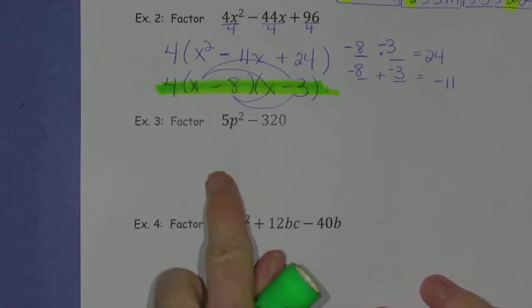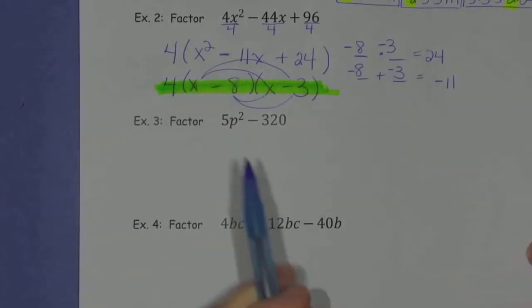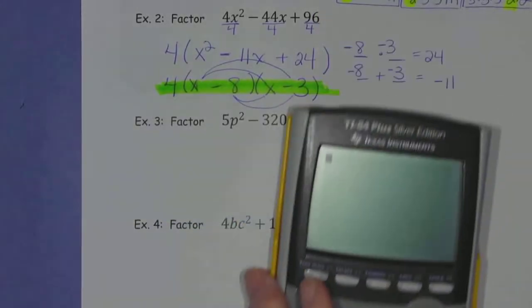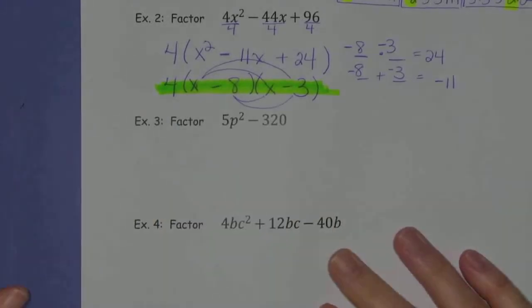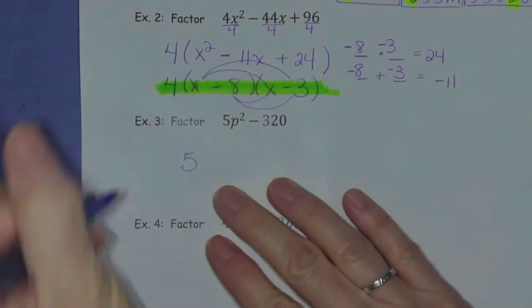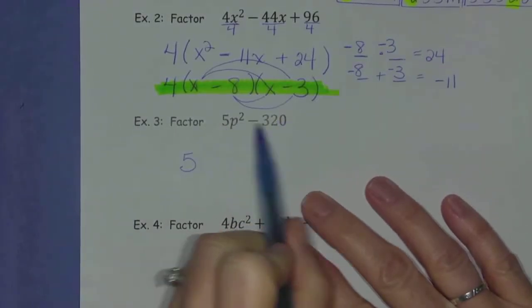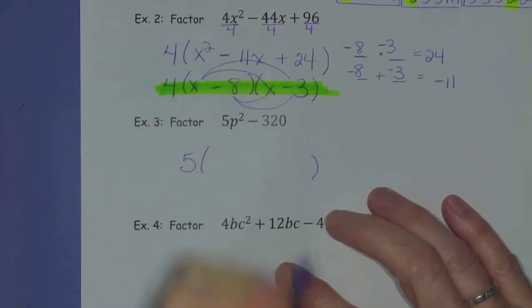Factor 5p squared minus 320. So now we just have a binomial. Works the same way though. Let's find the GCF. So again, you can do it by hand or you can make it faster. Math num 9. We've got a 5 and a 320. So it's 5. So pull that 5 to the front as our GCF. Unfortunately, 320 doesn't have any p's, so the lowest number of p's in any term is none. So we'll just stop right there.